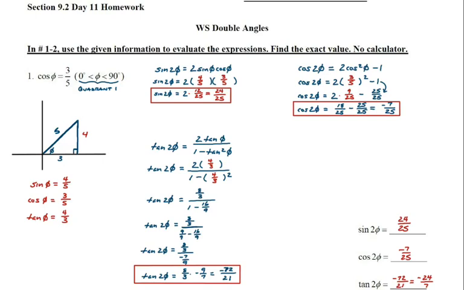So that's kind of the process of using the double angle identities along with some specific given information to evaluate sine of 2 phi, cosine of 2 phi, and tangent of 2 phi.